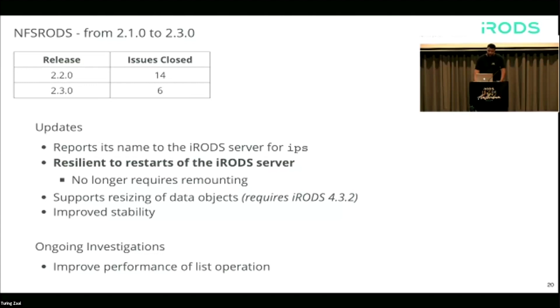And of course, we always want to focus on improving stability with the release. One of the things that's ongoing for NFS RIDE is how to improve performance for the list operation, especially when it comes to listing large collections. Right now, it's one of the more difficult problems to solve, just due to how things work. We have to cross the network, we have to go query the database and get a bunch of information back, handle permissions and all these types of things, right? So we have to come up with a way to do that in an efficient manner.